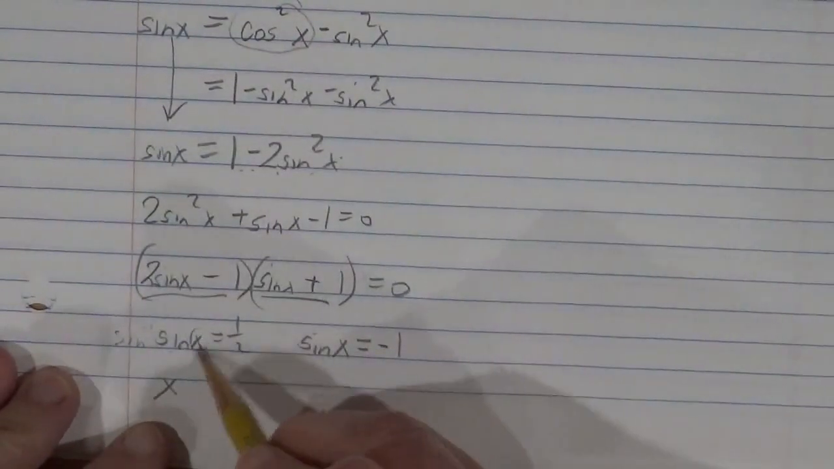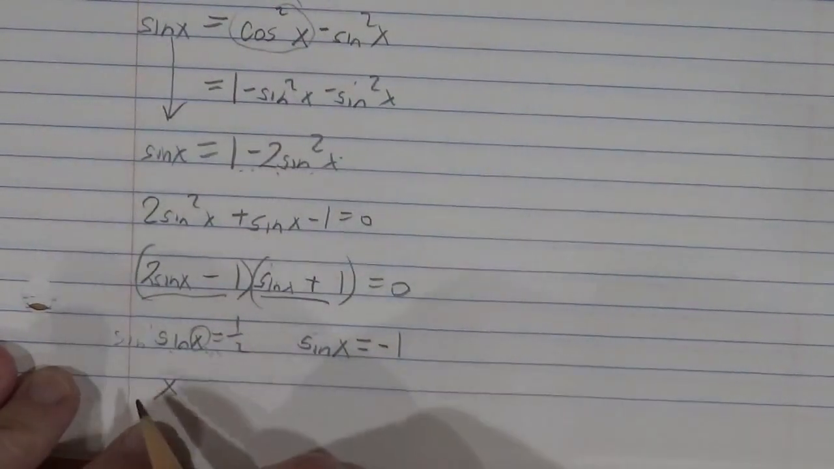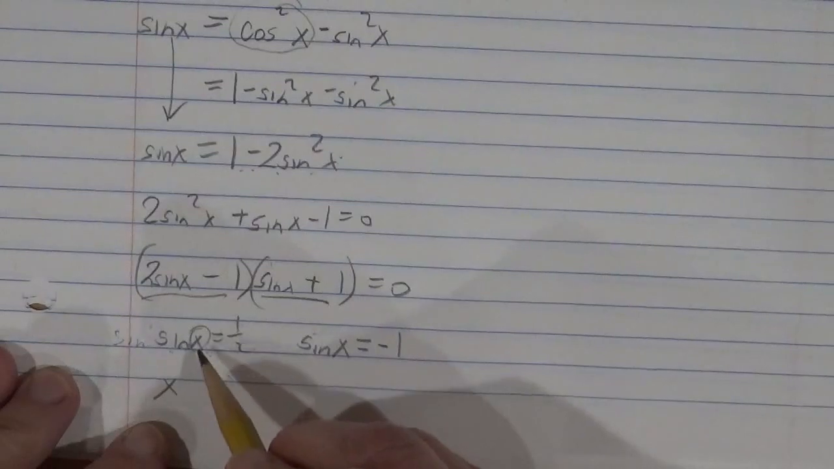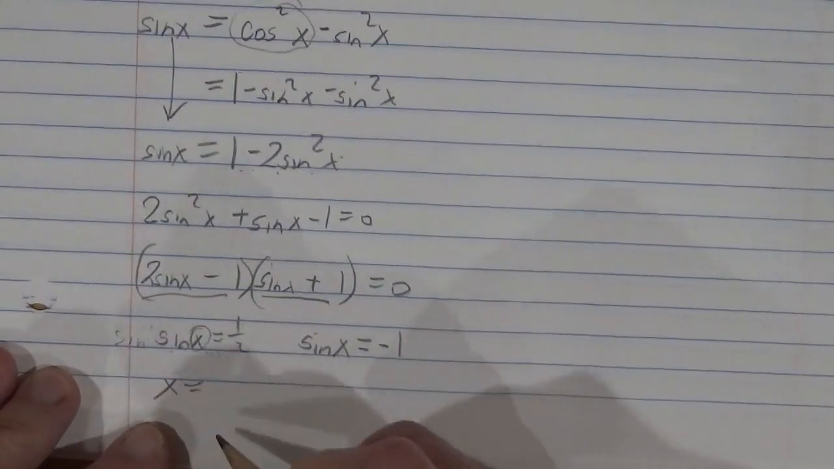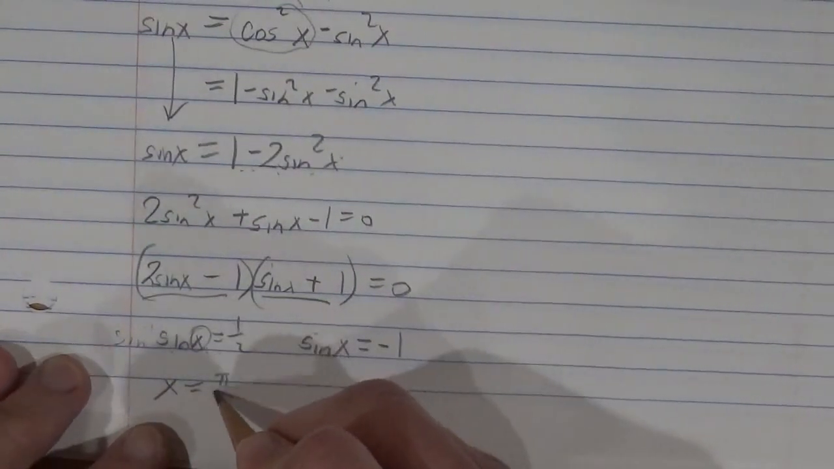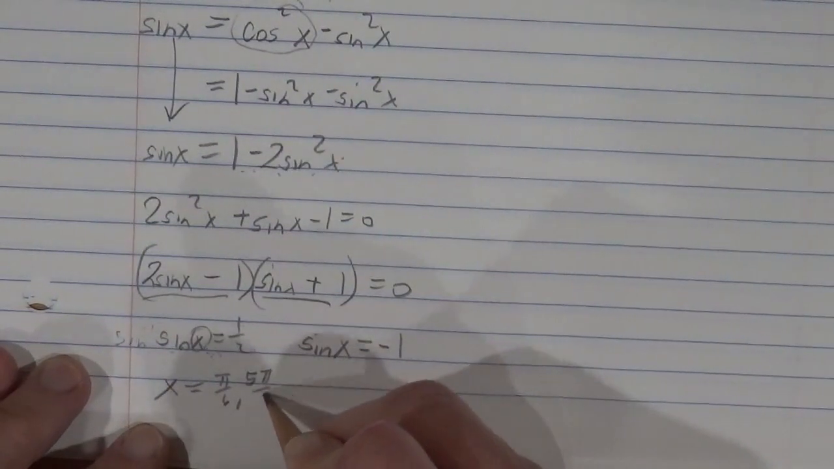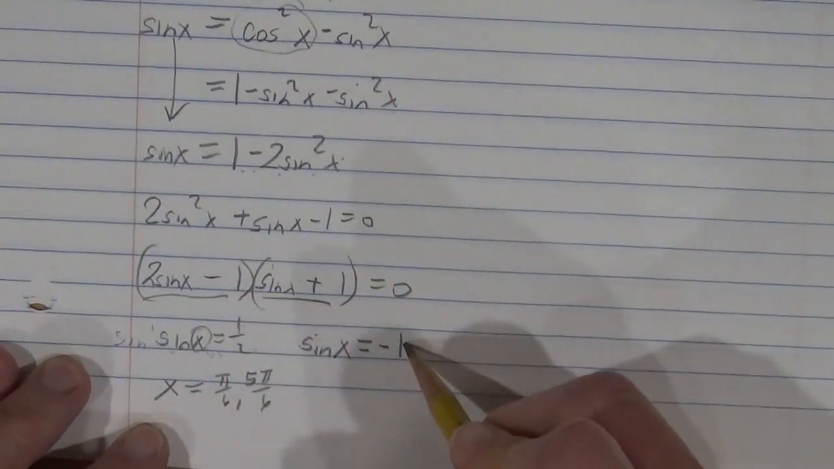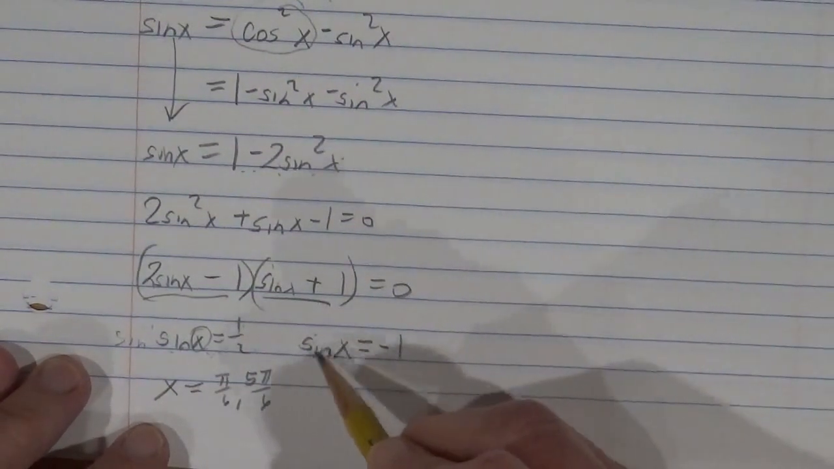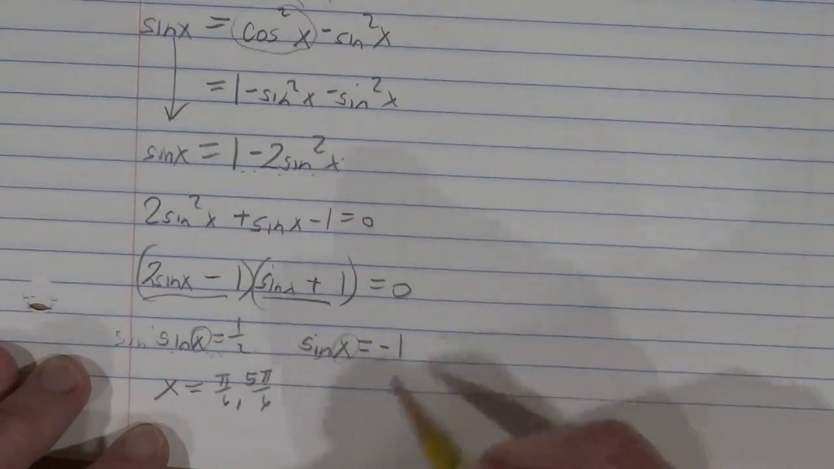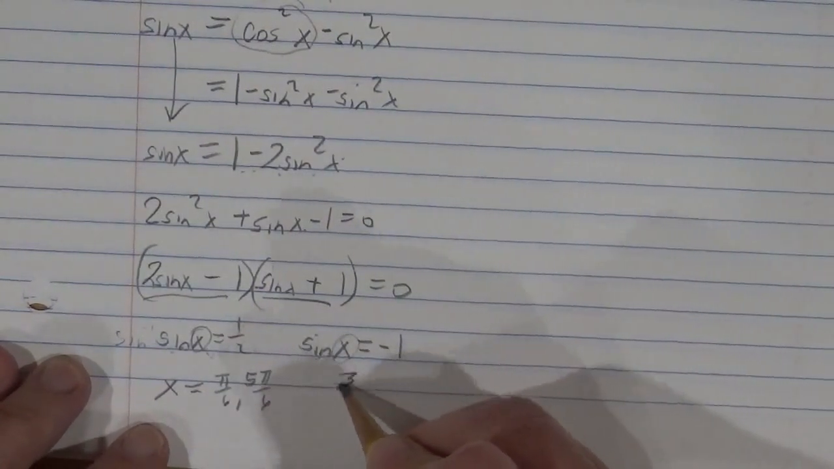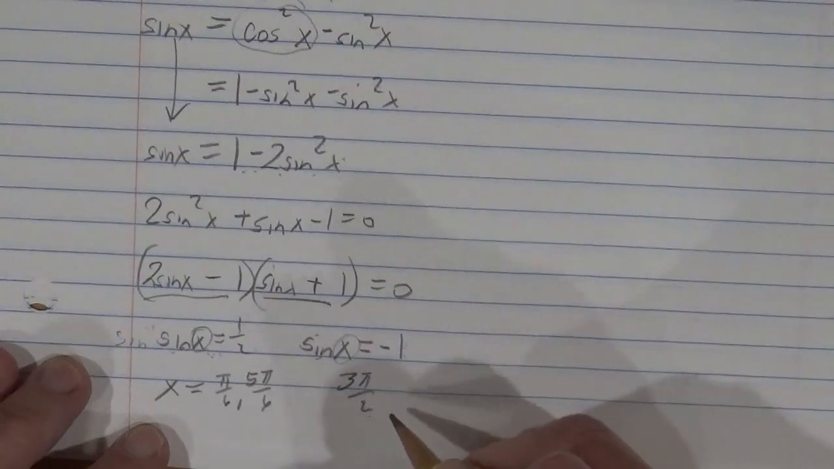So you're wondering what angle gives me a sine value of 1/2. Where on my unit circle is my y value 1/2, and that's at pi/6 and 5 pi/6. And then here, where on my unit circle, what angle gives me a sine of -1, and that's down at 3 pi halves.